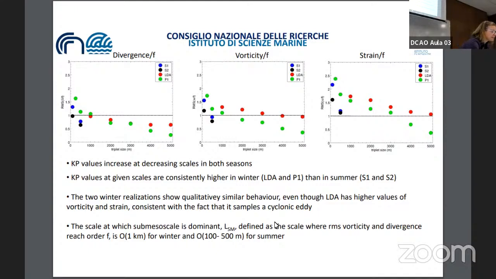The LASER, that is the red series here, has much higher values in vorticity than the other deployment for the same season, for winter, because it was deployed specifically in a cyclonic eddy, and this explains why the vorticity is much higher than the other deployment in the same season. And we also define with a black dashed line this threshold here at 1 that identifies the scale at which submesoscale is dominant, because below this line we have values smaller than f, while well above this line we have values much larger than f.